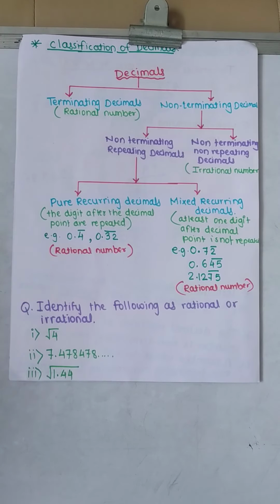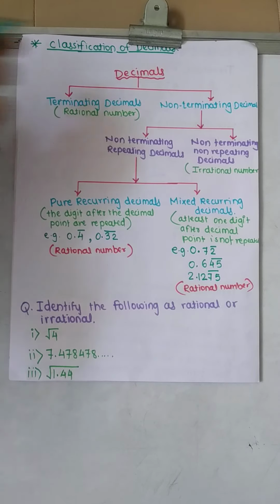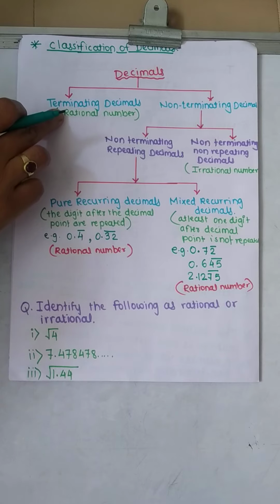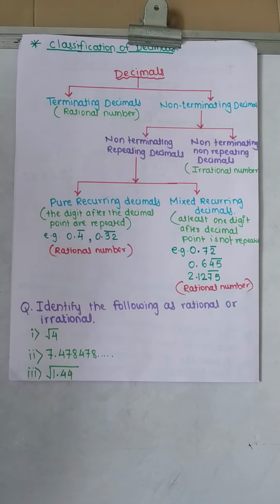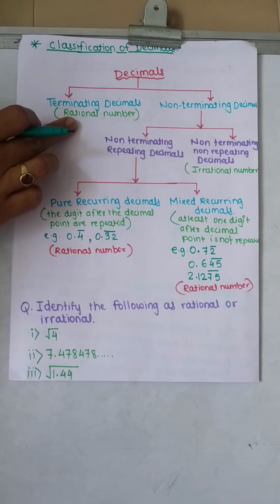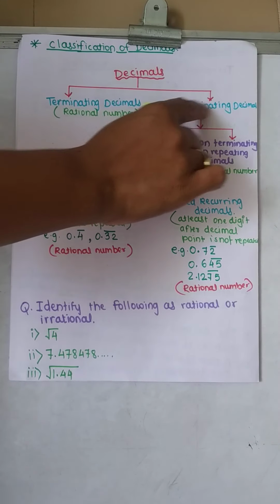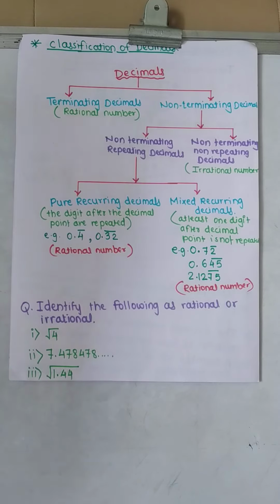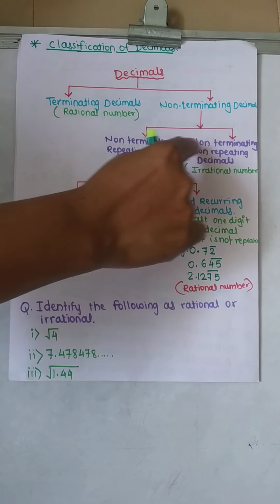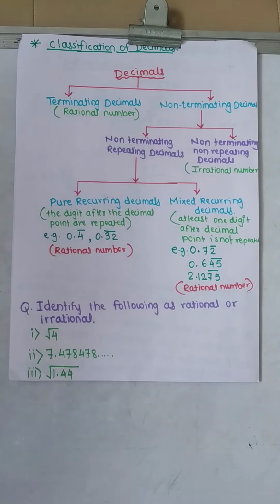Here I have drawn a flowchart of the classification of decimals. So how are decimals classified? See, decimals can be classified broadly into two groups: terminating decimals and non-terminating decimals. We have seen that terminating decimals are called rational numbers, right? Now non-terminating decimals we have again grouped into two groups: non-terminating repeating decimals and non-terminating non-repeating decimals.